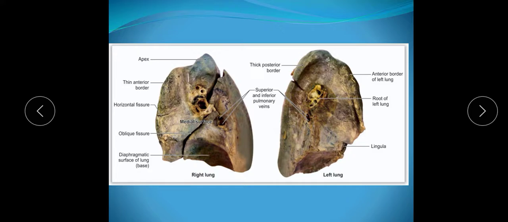Then this is the diagram of the lungs of both sides. This one is the apex, this is the anterior border which is thin, this one is the posterior border, this one is the inferior border, this one is the diaphragmatic surface, this is the medial surface, this is the mediastinal surface, and this posterior one is the vertebral surface. This is the impression of the vertebrae.